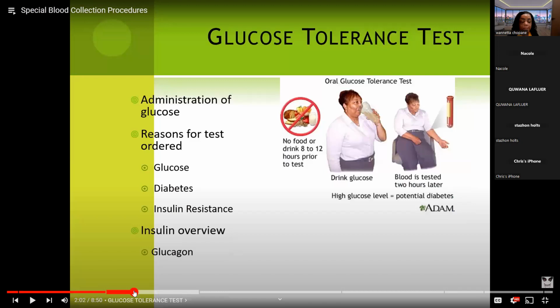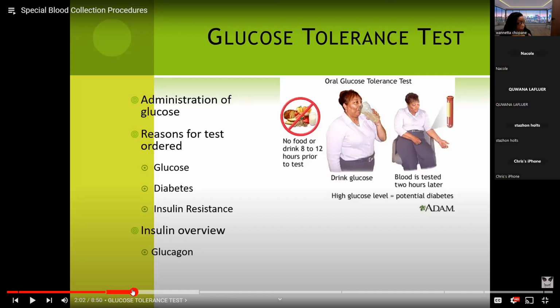Now, on another special collections test, I know that we are phlebotomists, but this is also a part of blood drawing. You may have someone come into your lab who is pregnant, and the doctor ordered this particular test. You can see at the top, it's called glucose tolerance test. Glucose is another name for sugar. It's not only for pregnant women. It could be for middle age people too. Anyone can get this particular test.